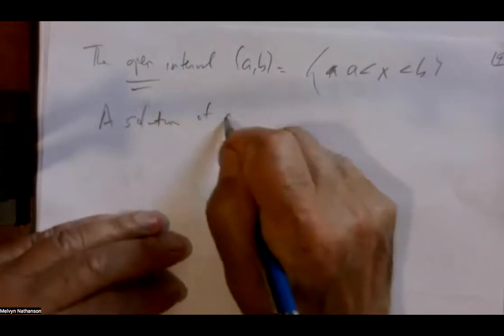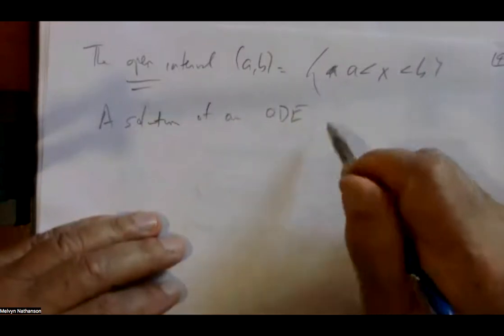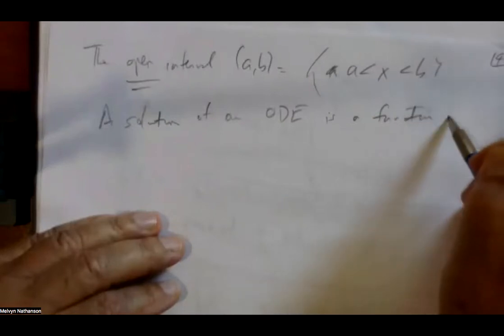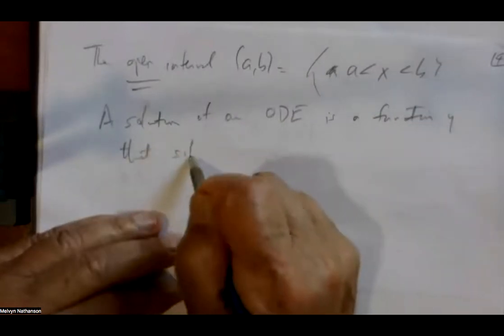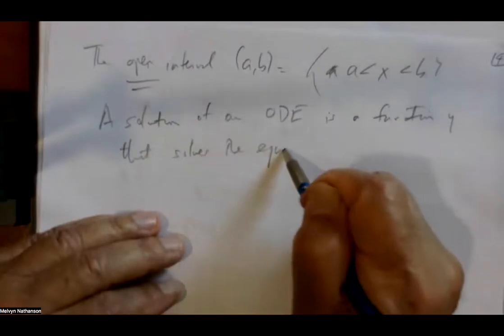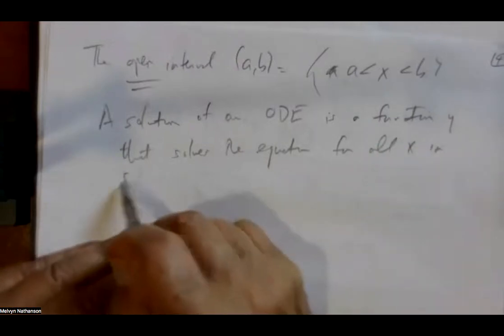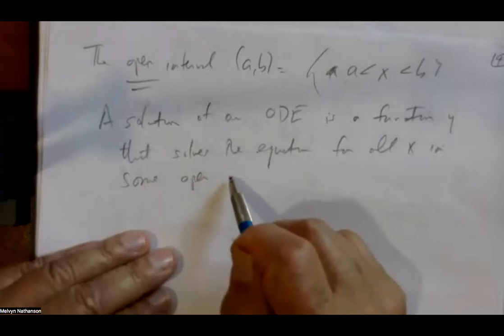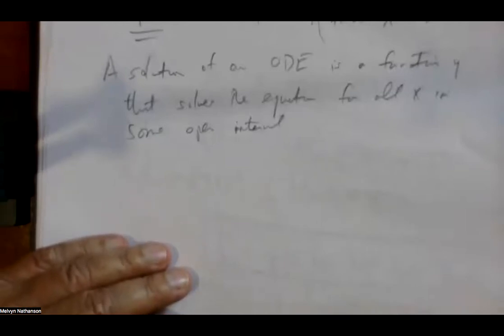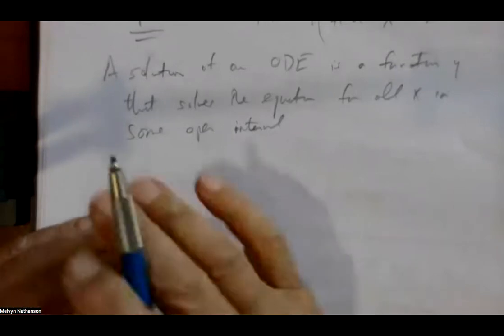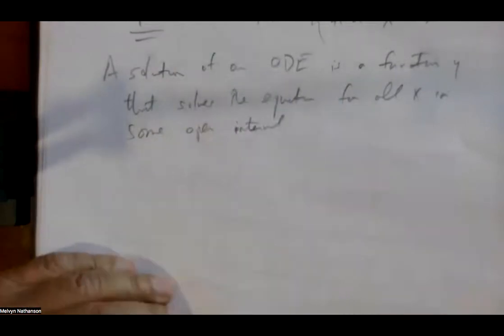And a solution of an ordinary differential equation is a function y that solves the equation for all x in some open interval. Okay. It doesn't make any sense to talk about a solution of a differential equation at an individual point. We want a solution to be a solution that works for all x in some open interval.